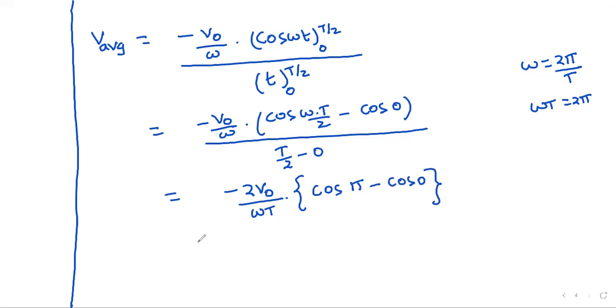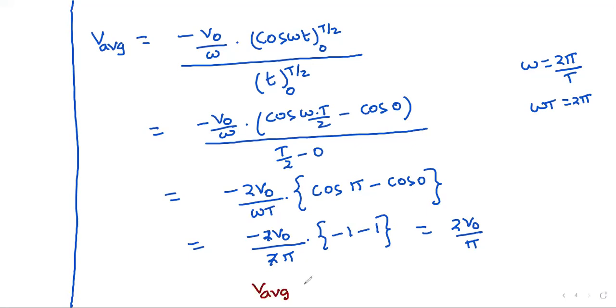Omega into t means 2 pi. Cos pi means minus 1. Fine. So upon calculation, we will get 2 V naught by pi. So we can say that V average is equal to 2 V naught by pi, right? Remember this formula.